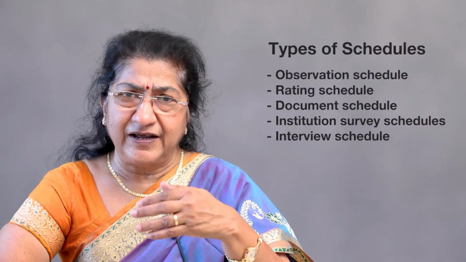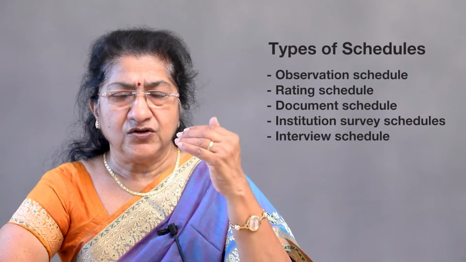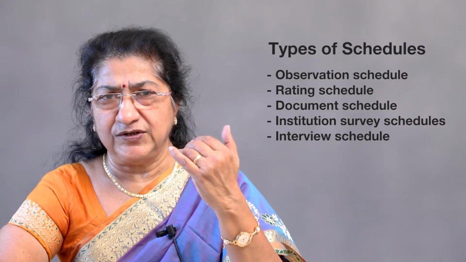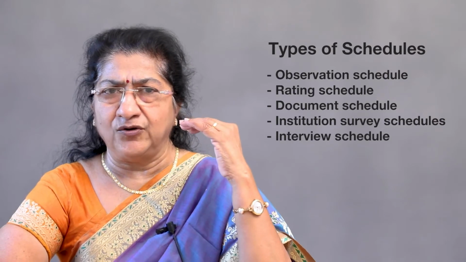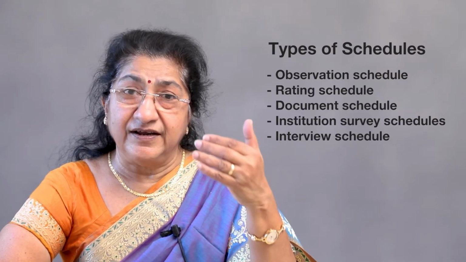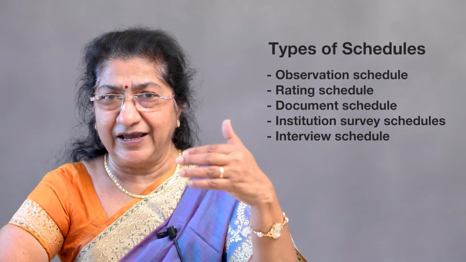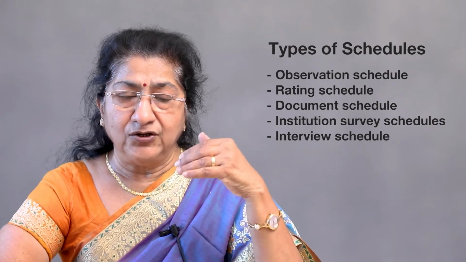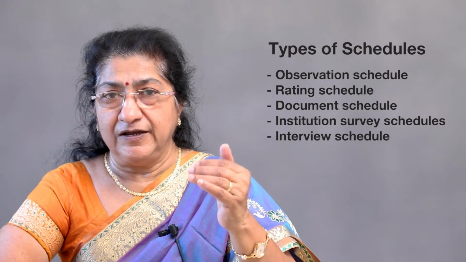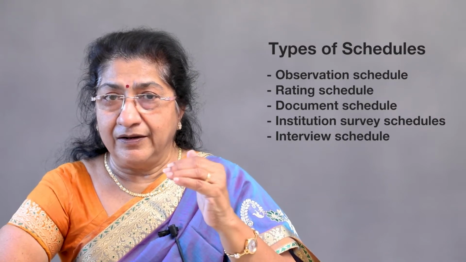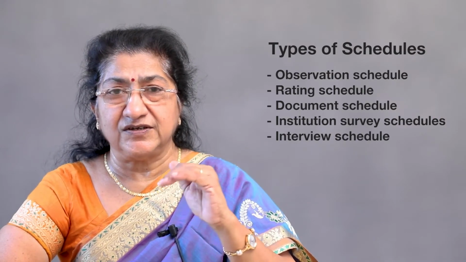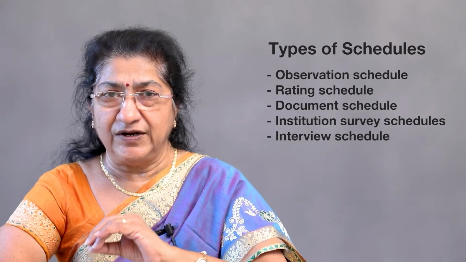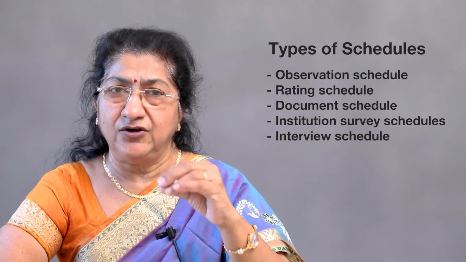There are several types of schedule. One is the observation schedule. In that, the researcher observes the situation and then records that data. Second one is the rating schedule. In that one, as I explained to you in the questionnaire, in the same way the respondent has to rank it. Then the document schedule. Generally, RBI and the majority of institutions use the document schedule. In that one, suppose in a college, the students have to fill up the schedule that is in a document form.